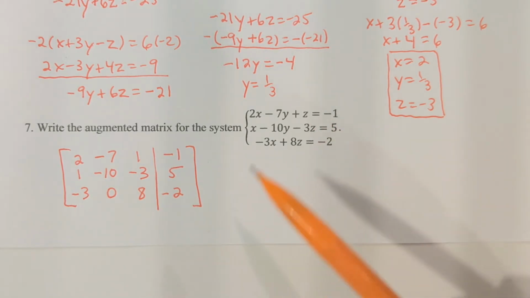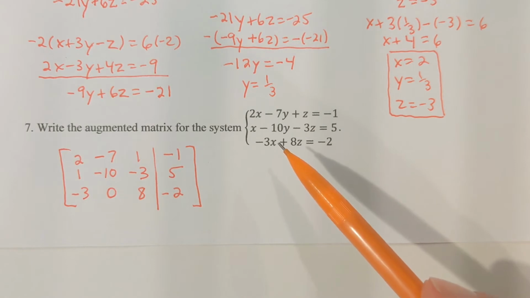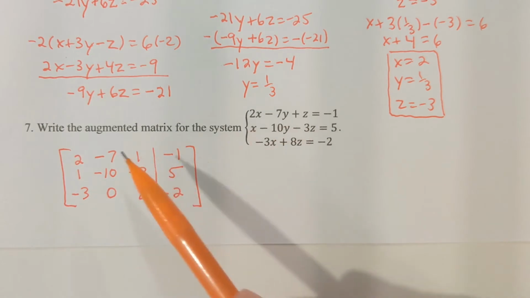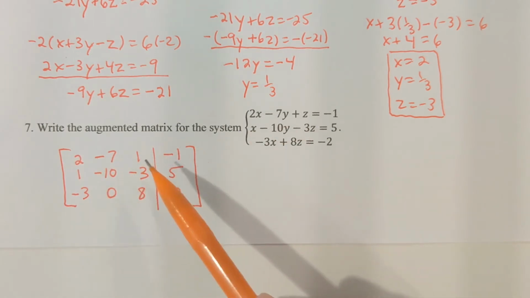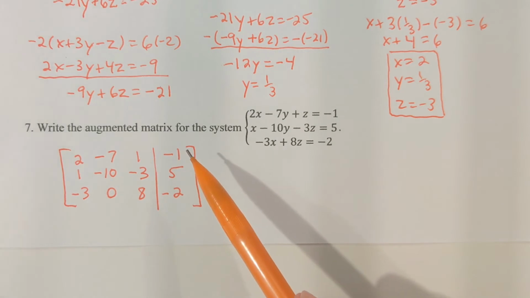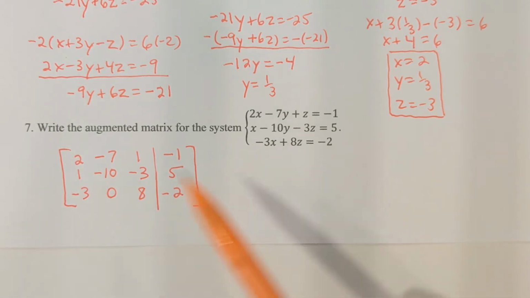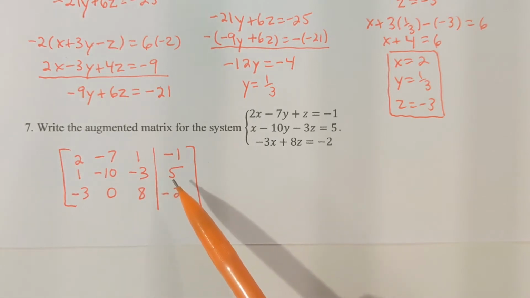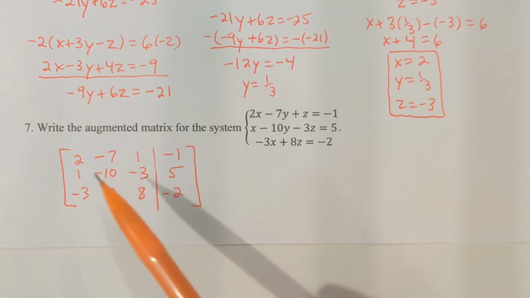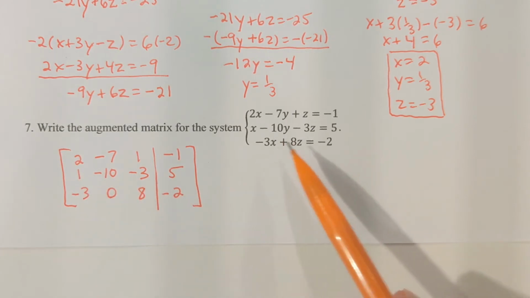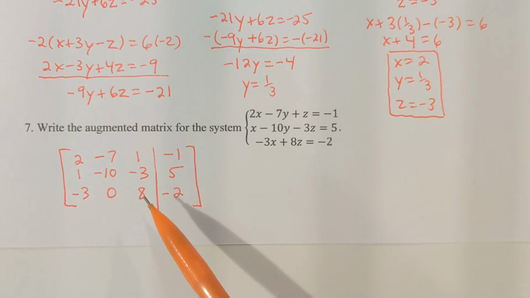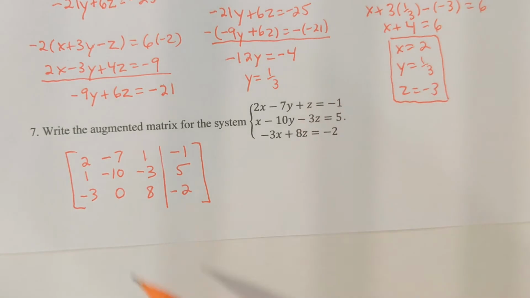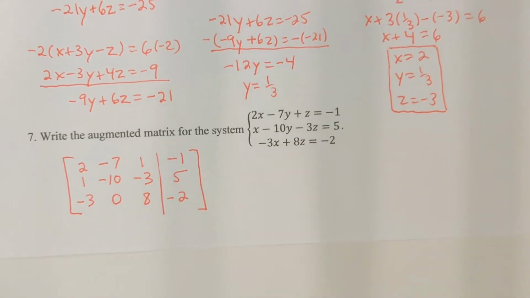representing the equal sign. And I'm just going to simply pick off the coefficients that are in each equation and write them in the rows that you see here. So in row 1, equation 1, I got a 2 in front of x, a -7 in front of y, a 1 in front of z, and then a -1 on the right. On the second equation, I got a 1 in front of x, a negative 10 in front of y, a negative 3 in front of z, and then a 5 on the right. And then in the third equation, I've got a negative 3 in front of x, a 0 in front of y, I don't have any y's, and then an 8 in front of z, and then a negative 2 on the right. Okay, and so this would be my augmented matrix then representing the system.